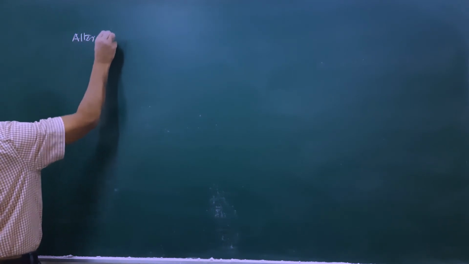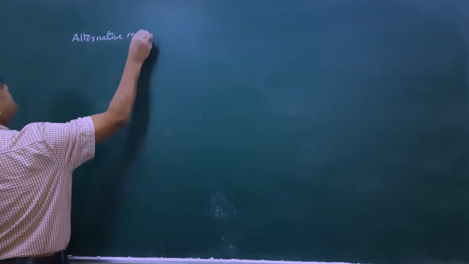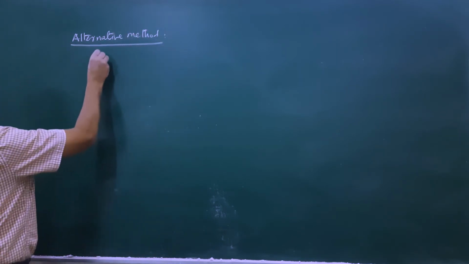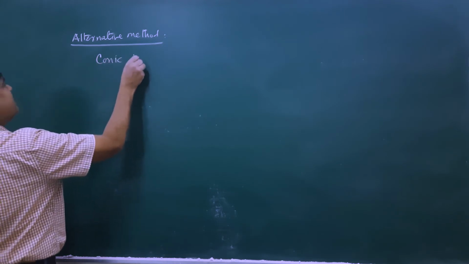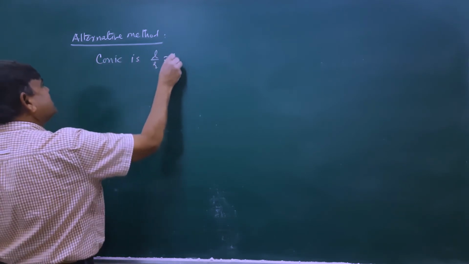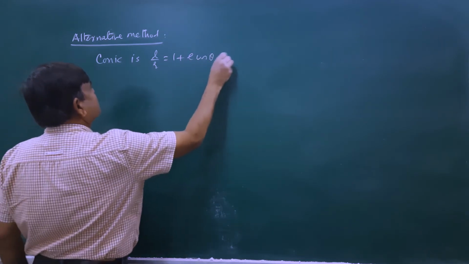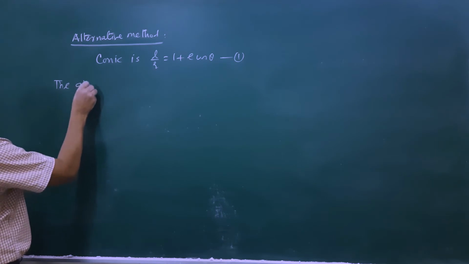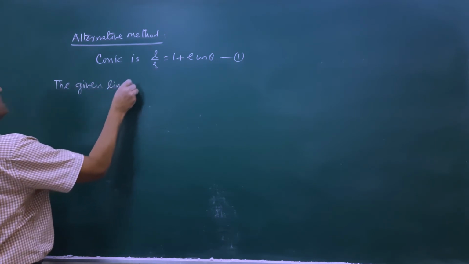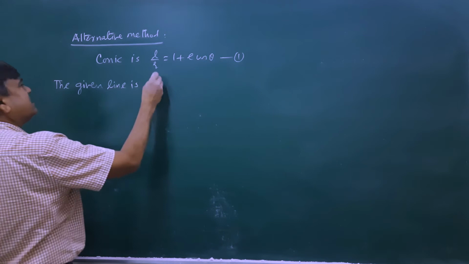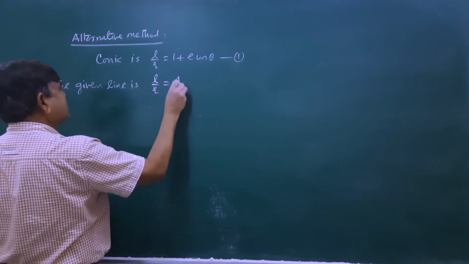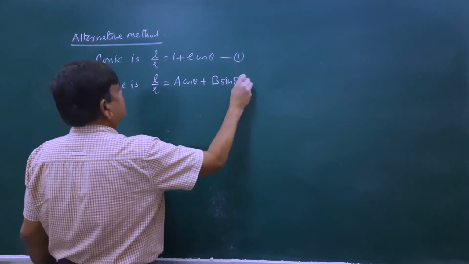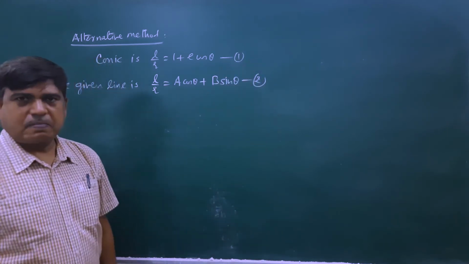Alternative method. The conic is L upon R equals 1 plus e cos theta. The given line is L upon R equals A cos theta plus B sin theta. These are true.